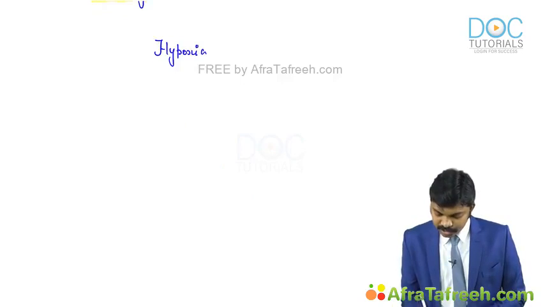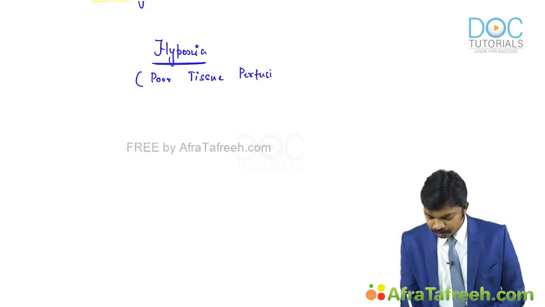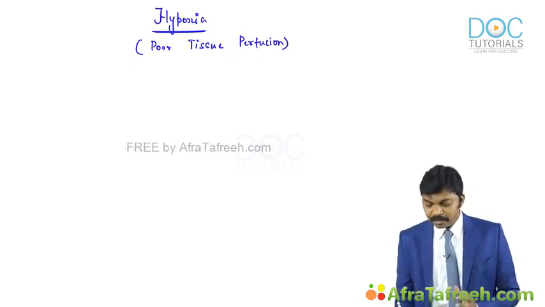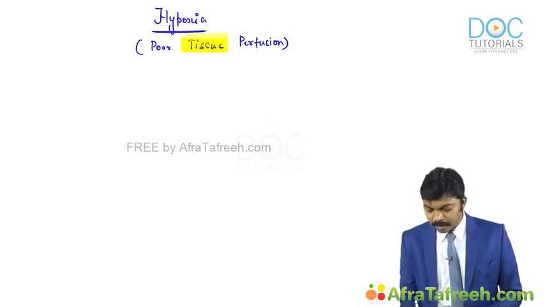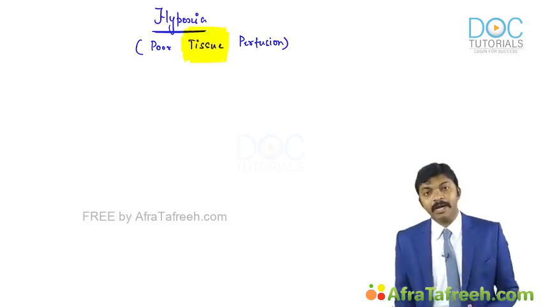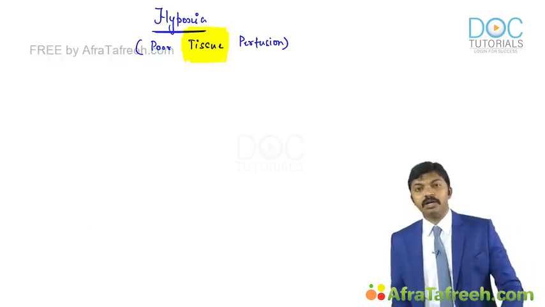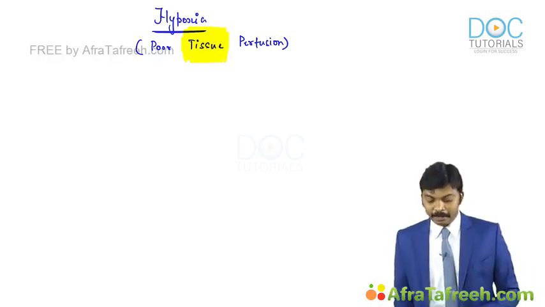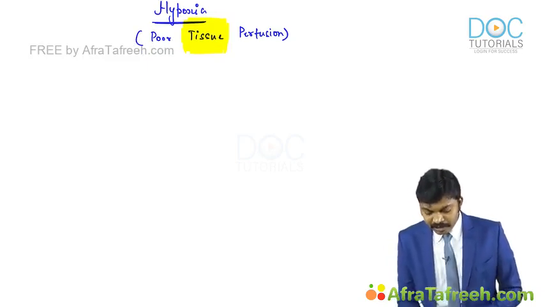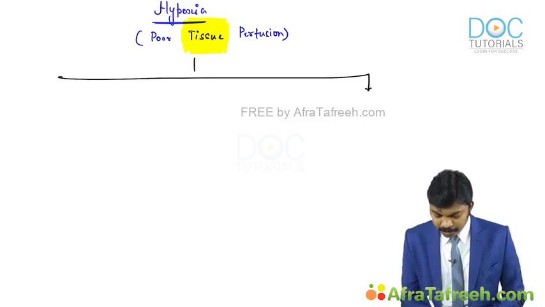We just discussed that hypoxia is nothing but a poor tissue perfusion. Now, when a tissue receives very under oxygenated blood, it will land up in hypoxia on one hand. On the other hand, if a tissue does not receive blood supply at all, again the tissue will land up in hypoxia. So we have a lot of conditions that put the tissue into a hypoxic environment.